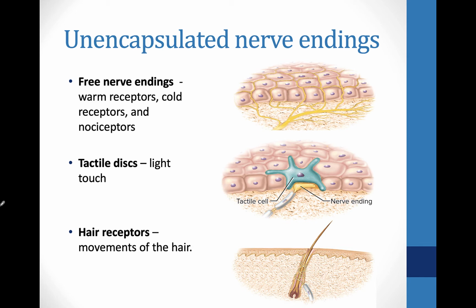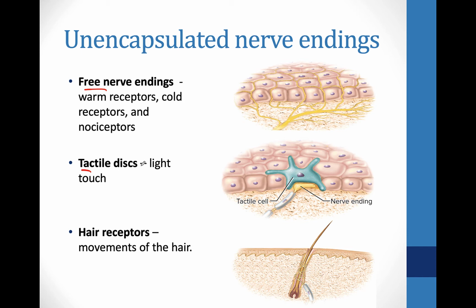There's unencapsulated. So these are nerves that do not have any myelin capsules around the endings. And there's a few types of these. Free nerve endings are typically warm-cold receptors as well as pain receptors. You can actually feel these on your skin if you take a number 2 graphite pencil and run it slowly along your arm. Anywhere where it starts to feel cold, that's a free nerve ending.